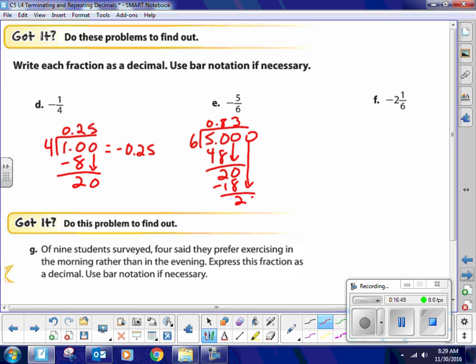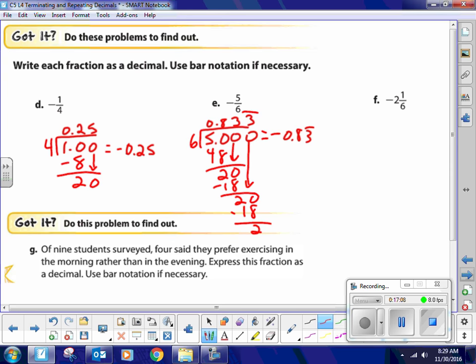All right, I'll make sure I do it twice. All right, just to make sure we understand where it repeats at. And then you can see that the 3's are repeating. All right? Then this is negative 0.83 with a bar over top of it. Okay? You don't have to write all the 3's here. We can tell when the repeating is happening.